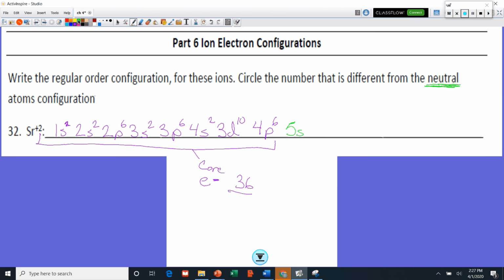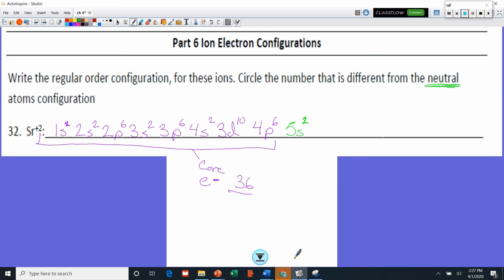Now, this is for neutral. Remember, I'm doing the neutral first. So a neutral atom of strontium would have 38 total electrons. And if you see, strontium, Sr, is in the second column of the fifth row, so that means it's 5s2.